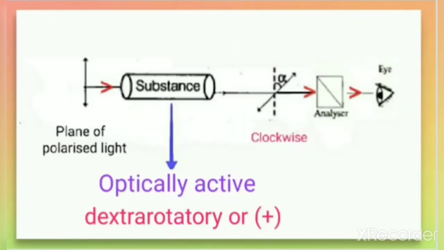From this figure, it is clear that the substance rotated the plane of polarized light in a clockwise direction. Such optically active substances are called dextrorotatory, and are represented by a plus sign with the name of the substance, as observed through the analyzer.